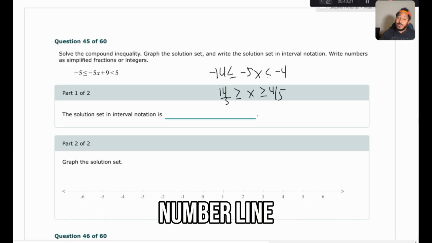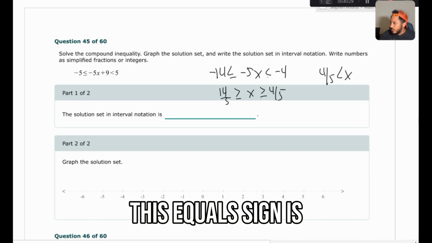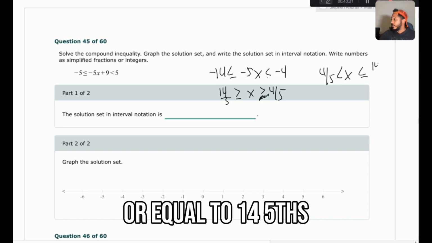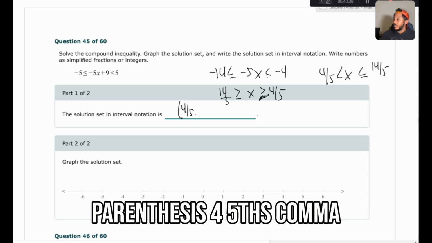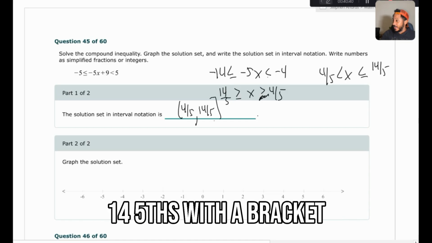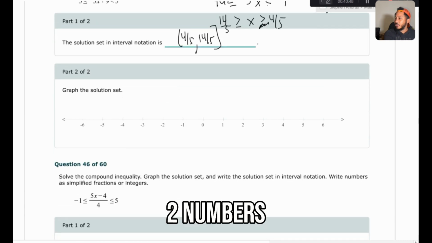Now, that's not normally how we write a number line, so really we want to write this as 4/5 is less than x. This equal sign is not there, which is less than or equal to 14/5. So in interval notation, that would be parentheses 4/5, comma, 14/5 with a bracket. And the solution set, of course, we would graph it just like you normally would, shade in between those two numbers. All right, almost done.